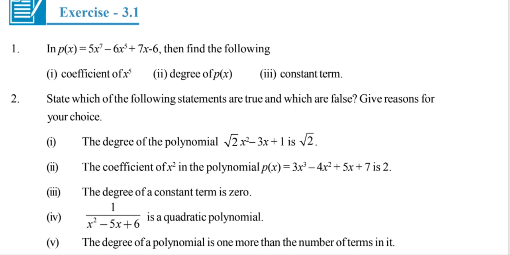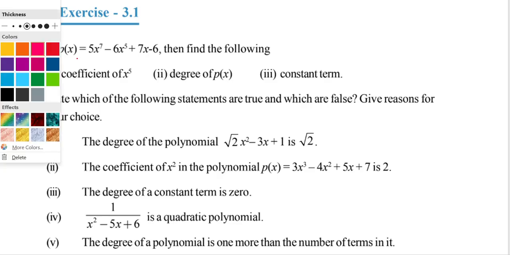Class. In this class, we are going to discuss exercise 3.1. Now look at the first question. What is given? He's asking... p of x is given. One polynomial is given, and he is asking for the coefficient of x power 5.